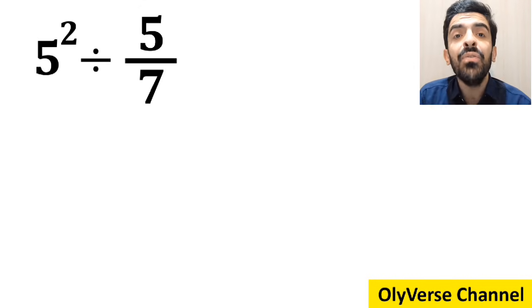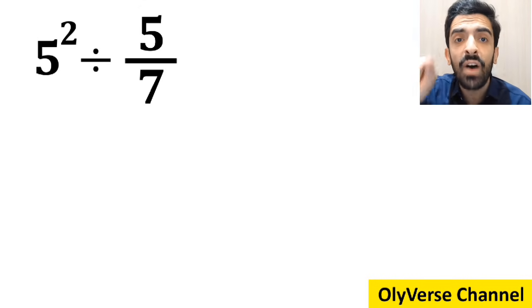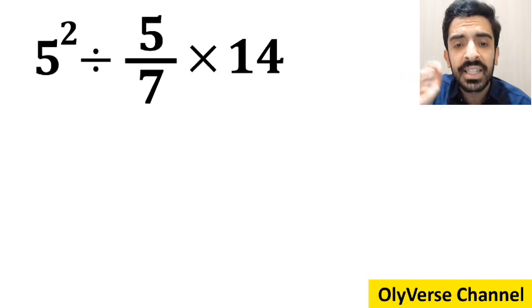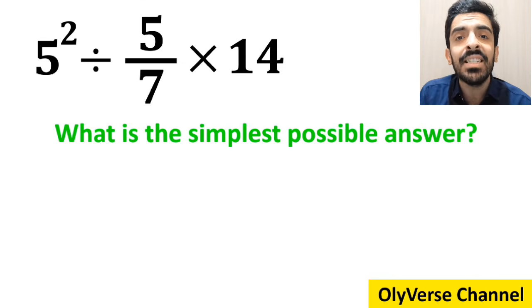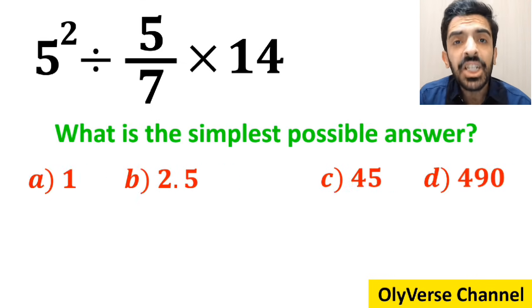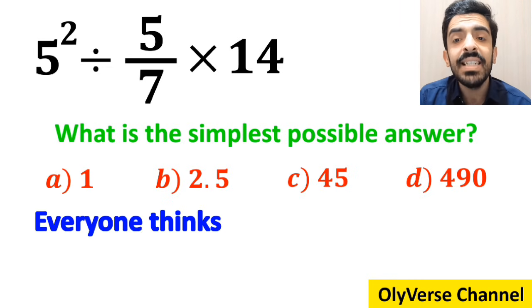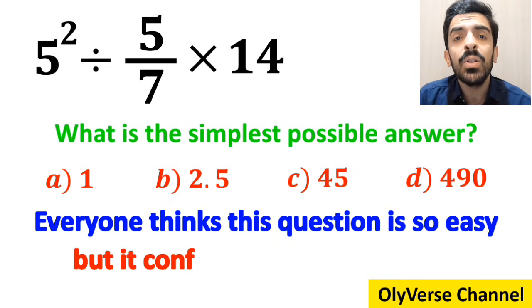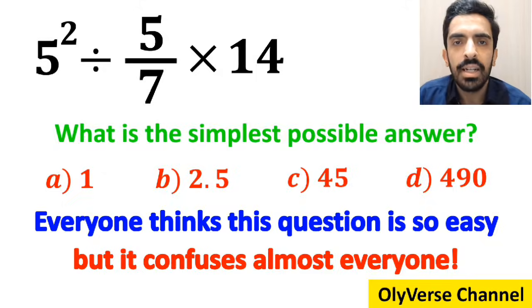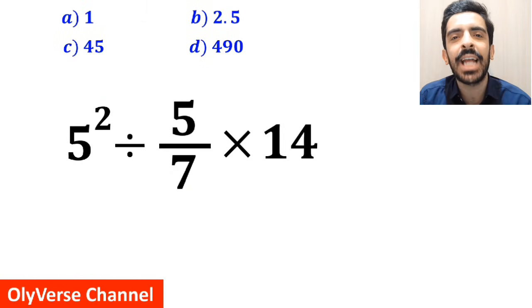If we have the expression 5 to the power of 2 divided by 5 over 7 multiplied by 14, then what is the simplest possible answer for this expression? Which option do you think is the correct answer to this question? Everyone thinks this question is so easy, but it confuses almost everyone. Let's dive in and break it down step by step together.